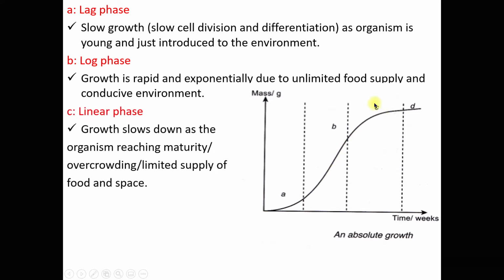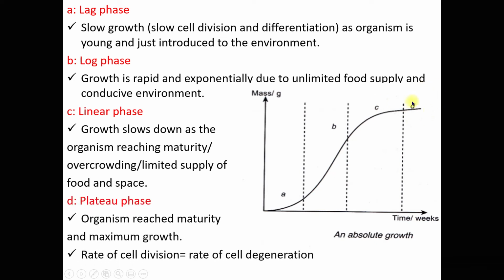And then C here is the linear phase, where the growth slows down because the organism is reaching maturity. Another factor is overcrowding. When there is overcrowding, the organism's growth will slow down, or when there is limited supply of food and space. Now D is the plateau phase, the part of the curve where the curve flattens. Here the organism reaches maturity and maximum growth, so the rate of cell division is equivalent to the rate of cell degeneration.